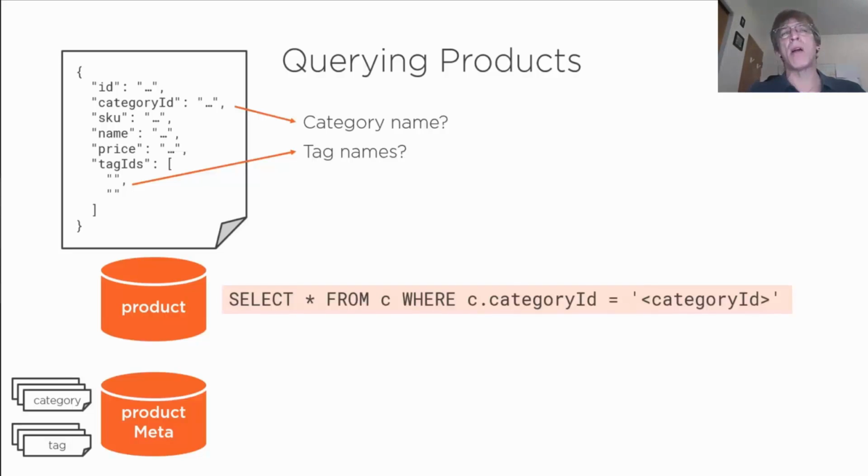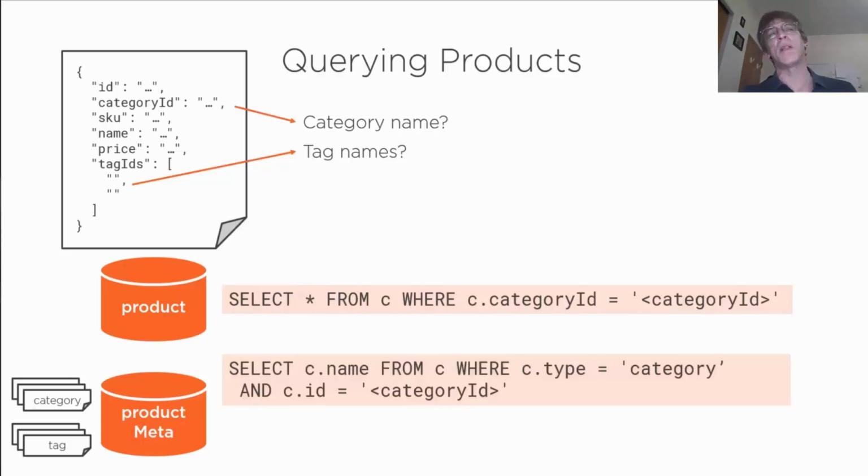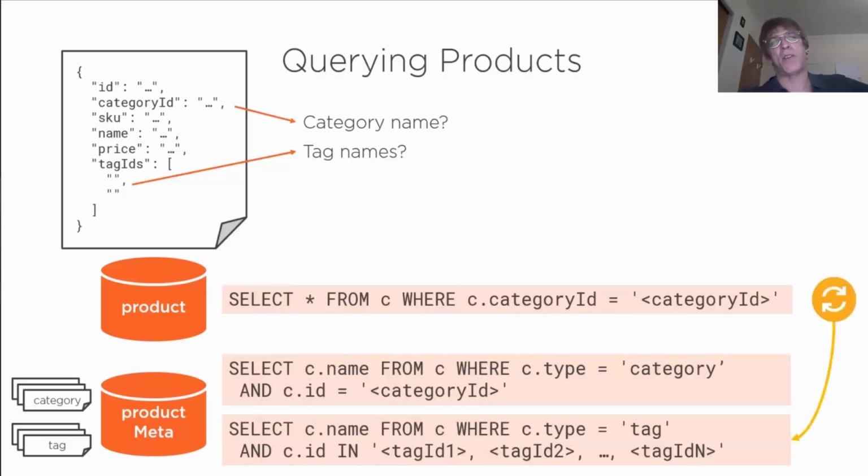So yeah, we can get all the products in a given category with this one query quite efficiently if we partition on the category ID, right? We'll get all the products in that category, but they'll be missing the category names and the tag names. So we'll at least need this one additional query just to get the name of the category, which will be the same for all the products, of course. But then for each document returned by the first query, we will need to run this third query to get the tag names from that array of tag IDs.